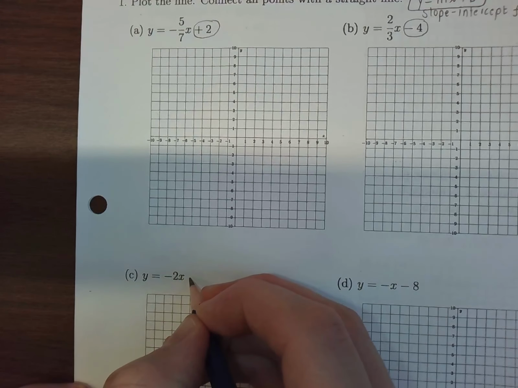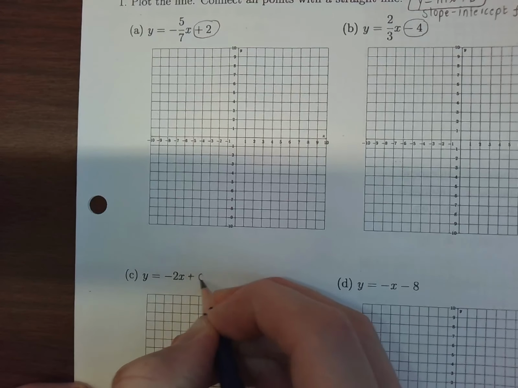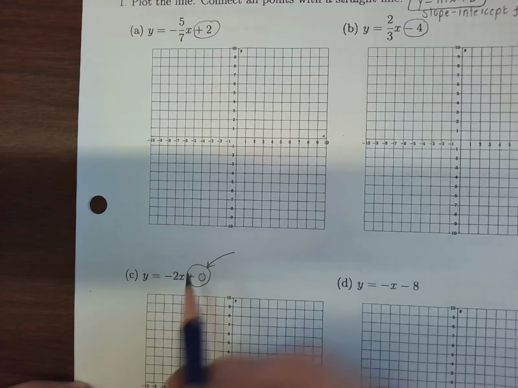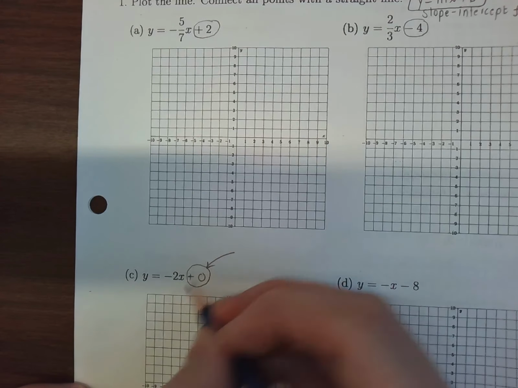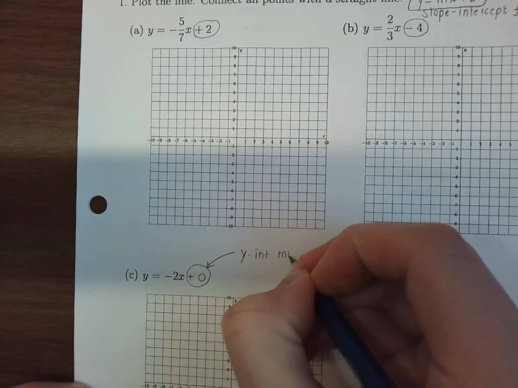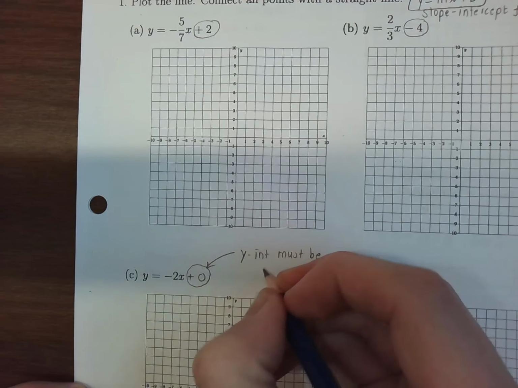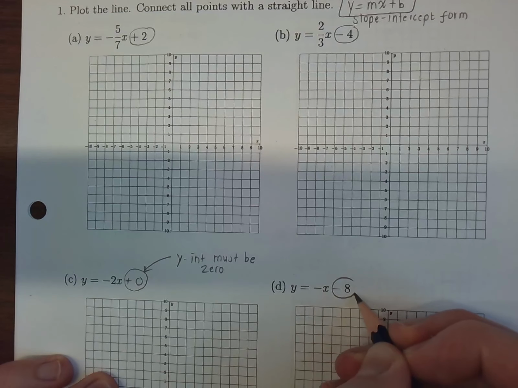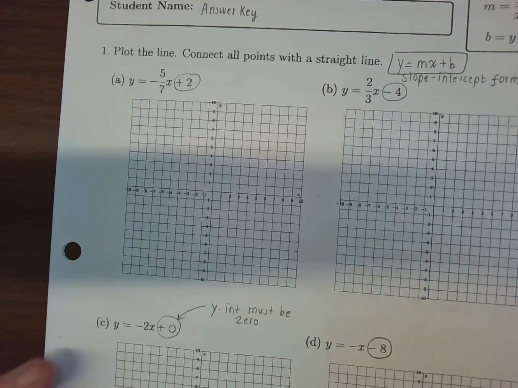Oh, this one, since there's no plus b, the y-intercept must be 0. And you obviously don't have to work through it in this order. I'm just trying to emphasize, okay, there's the b that we found. So let's put that b down.